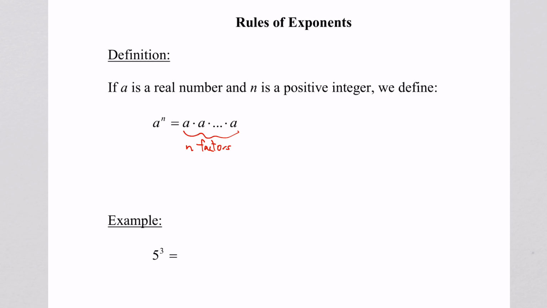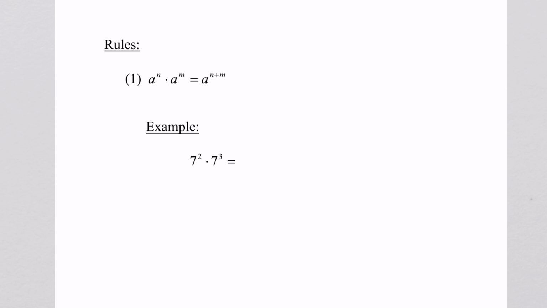Okay, so as a first example, let's look at 5 to the third power. What that means, according to this definition, is 5 times 5 times 5, which is 125. Okay, so let's look at some of the rules. The first rule says that a to the n times a to the m is equal to a to the n plus m. Now, why does that work?